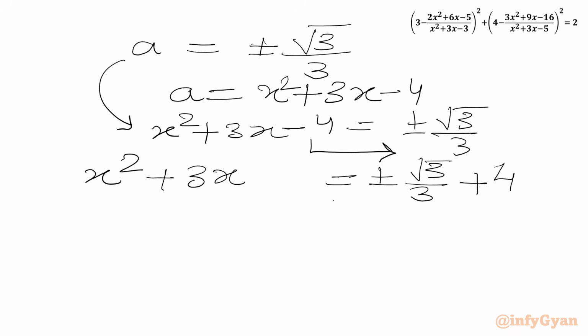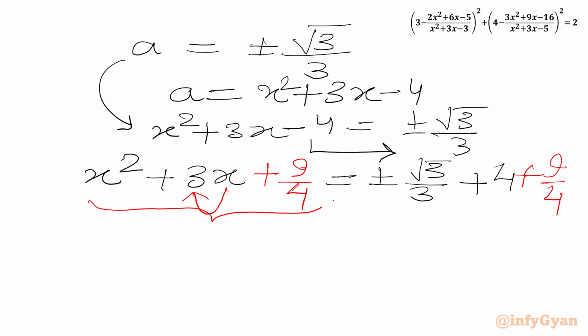Now we are going to use completing the square method. Here we have coefficient of x, 3. Half of 3 is 3 over 2. Square of 3 over 2 is 9 over 4. So we need to add 9 over 4 both sides. Now LHS will give us perfect square of x plus 3 over 2. So we can write x plus 3 over 2 whole square in left hand side.